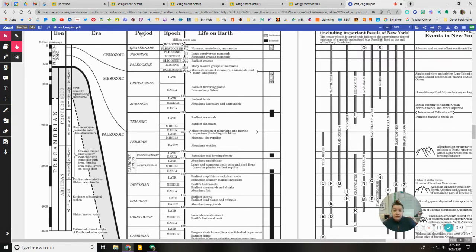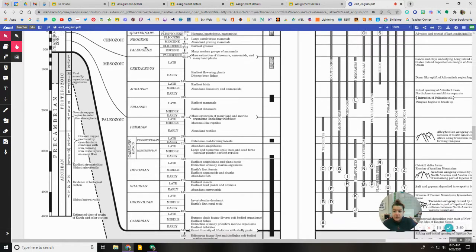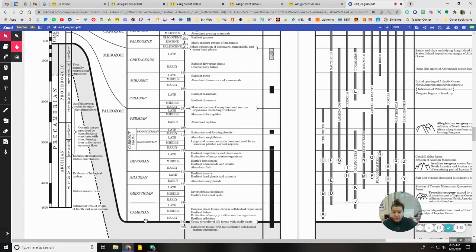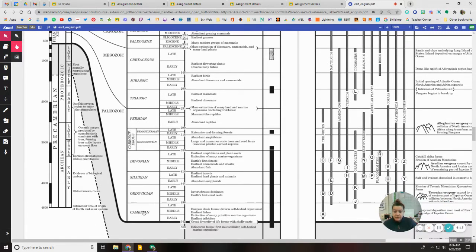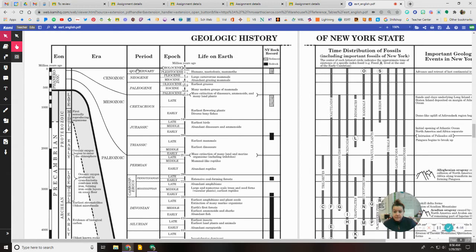Then you have your periods. Okay, the periods are broken down by different times as well. So you got the Cambrian, which is the oldest, then Ordovician, Silurian, Devonian. The Carboniferous is broken down into two. You got the Mississippian and the Pennsylvanian. The Permian, Triassic, Jurassic, Cretaceous, Paleogene, Neogene, and the Quaternary. Okay, so those are all the periods. Oldest is at the bottom down here. Youngest is at the top.